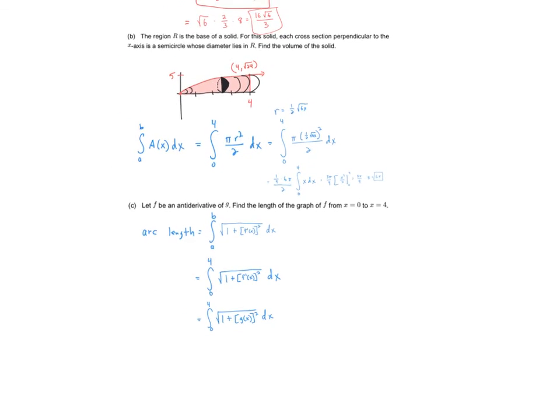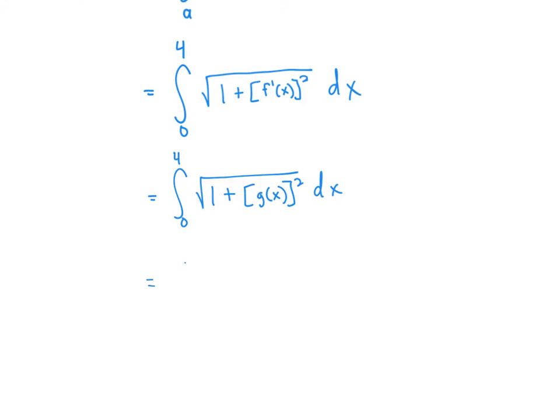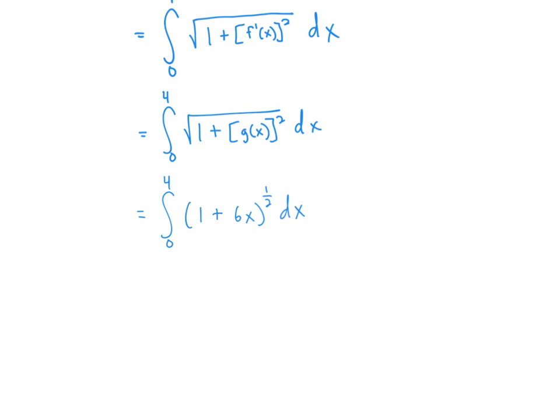Okay, and then now we can plug in, what was g? Square root of 6x, yeah. Now we can plug in g. So this will be 1 plus, since g of x is square root of 6x, this will just be 6x. Okay, now we integrate that.